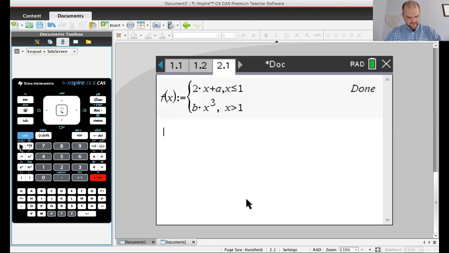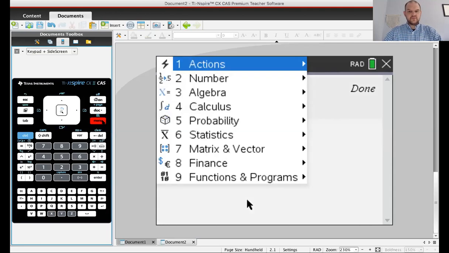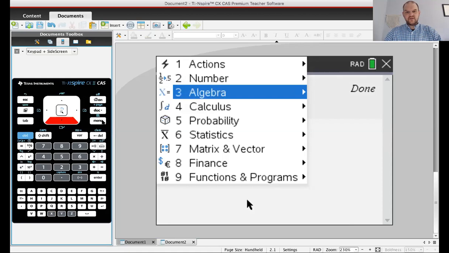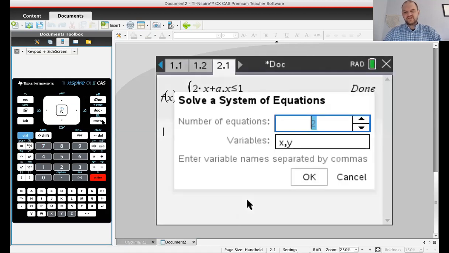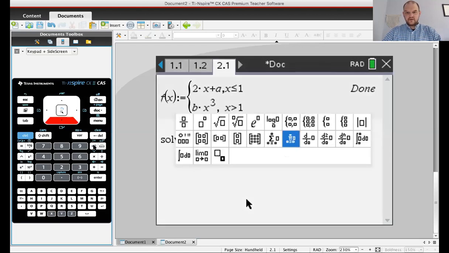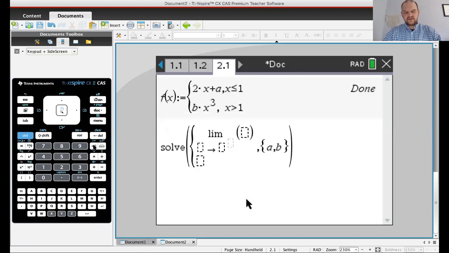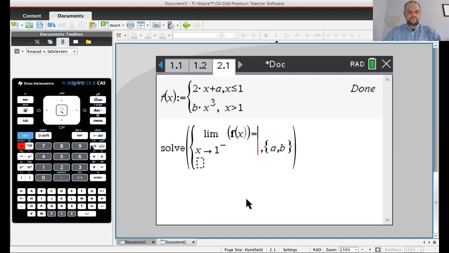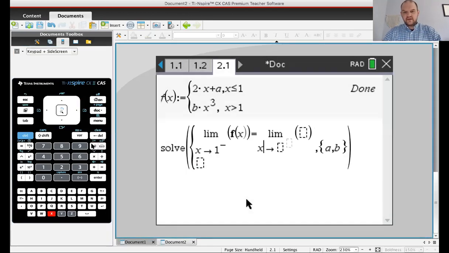All right, so what do I need? I'm going to solve a system. Let's see. Let's solve menu 3-7. So I don't know why I would really do this. What are my variables? So 2 equations, a and b are my variables. And I need the limit. So this is interesting. I don't usually do this. I'm pretty sure it's going to work. I need the limit as x approaches 1 from the left of f of x to equal the limit as x approaches 1 from the right of f of x.